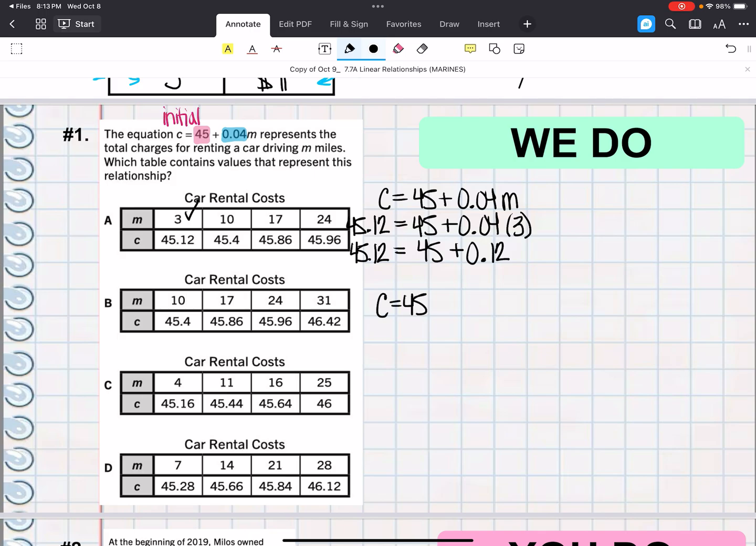Again, using the same equation, except this time we're going to replace m with 10. So from here, we're first multiplying 4 cents times 10, giving me 40 cents, and thus this does give me $45.40. So we can check the third one.